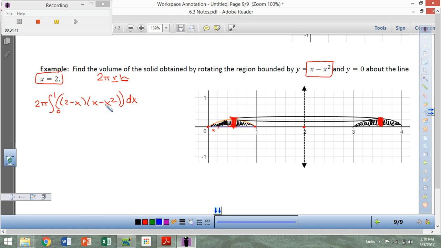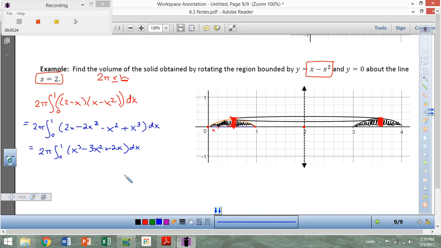Okay, I need to first FOIL this out, simplify it as much as I can, and then integrate. So 2 pi times the integral from 0 to 1 of 2x minus 2x squared minus x squared plus x to the third. And so that will give us 2 pi times the integral from 0 to 1 of x to the third minus 3x squared plus 2x dx.